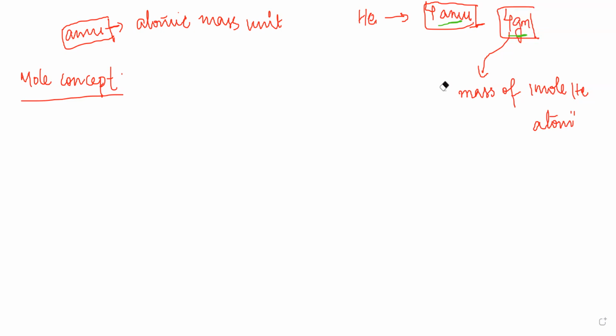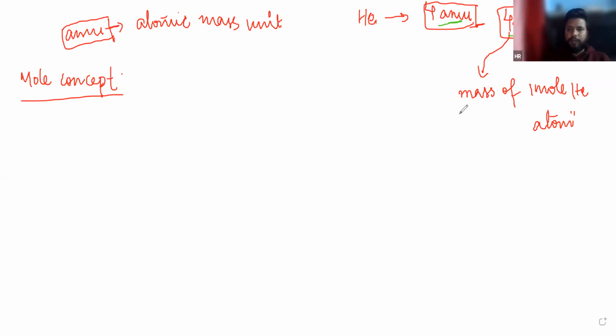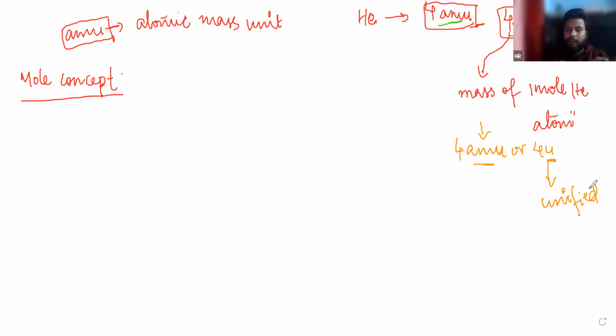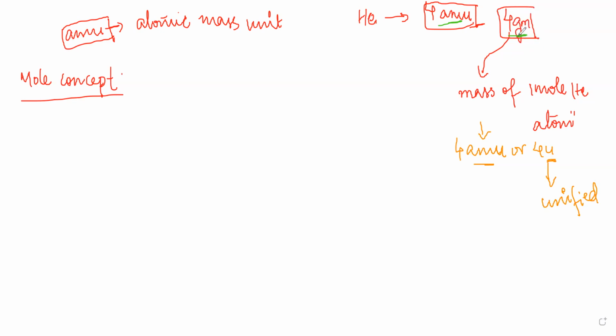Sir, I think I understand the concept. AMU is the previous one, but now they use it as U, sir, right? Yes, for unified mass, you can write 4 AMU or 4U. It's unified mass. U is just a modified form of AMU. But do you know the difference between U and gram?